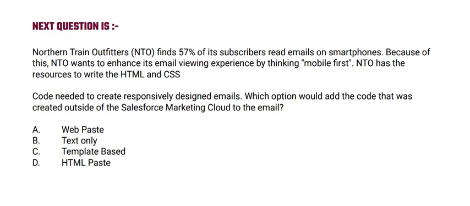Next question is, Northern Trail Outfitters (NTO) finds 57% of its subscribers read emails on smartphones. Because of this, NTO wants to enhance its email viewing experience by thinking mobile first. NTO has the resources to write the HTML and CSS code needed to create responsively designed emails. Which option would add the code that was created outside of the Salesforce Marketing Cloud to the email?